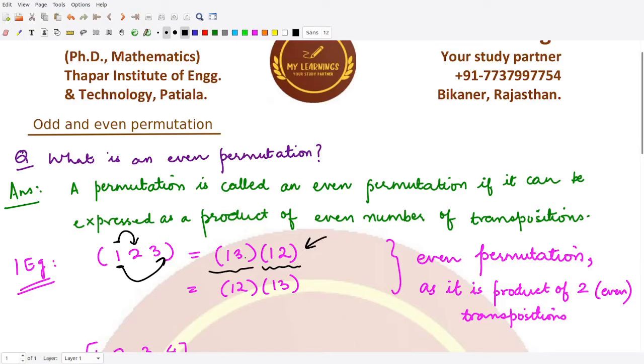And moreover, because these two cycles are disjoint to each other, by the previous result that we have already studied, we can interchange both of them, and that does not make any difference. So we have expressed the same permutation in two ways, where in each we have an even number, two, of transpositions multiplied together. So we have an even number of transpositions, hence this is an even permutation.